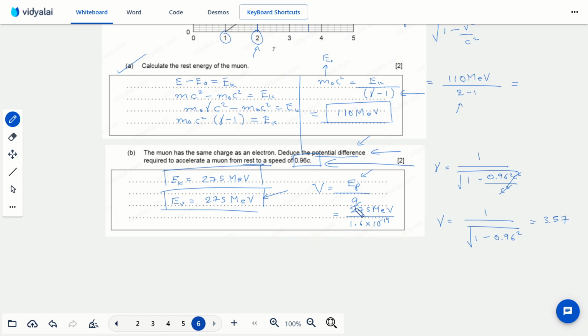How much is 275 mega electron volts in joules? So 1 electron volt is 1.6 times 10 raised to minus 19 joules, and 275 of that is just 275 times 1.6 times 10 raised to minus 19, and we have the same thing in the denominator. It gets cancelled out, so we need 275 joules to accelerate this muon from rest to a speed of 0.96 times c.